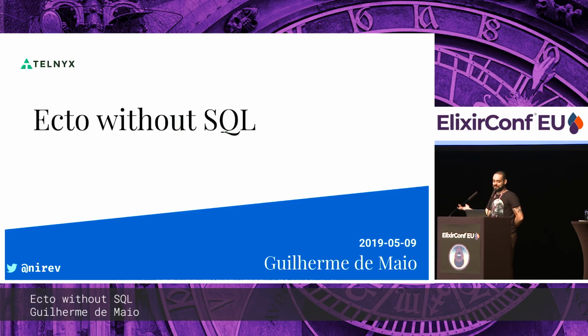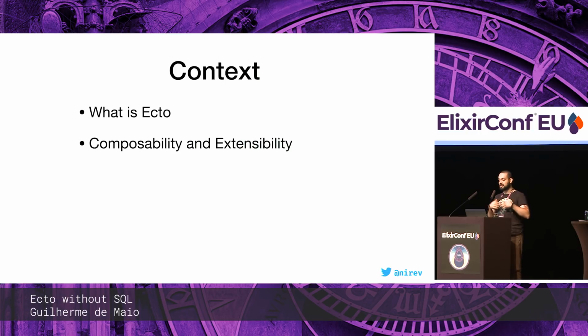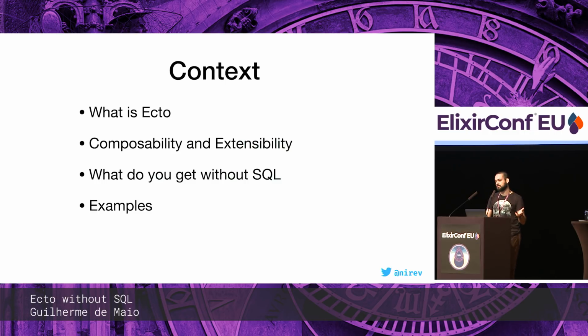I think the title is pretty self-explanatory, so let's start this. I'd like to give some context of what I'm going to cover in this talk. First, I'm going to give a small overview of what Ecto is and what it gives us. Then talk a bit about how you can extend Ecto and what is the contract that you have to follow when you're doing that. Finally, what do you get without SQL with Ecto? I'm going to give some examples of that, and that's it.